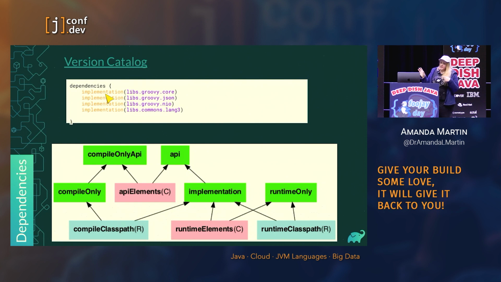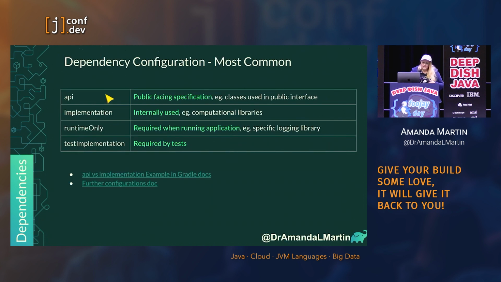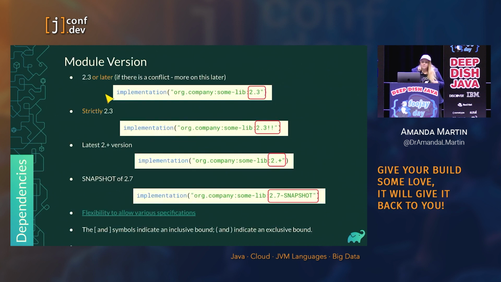Everything in green here is essentially the different configurations that are available at this point in time. You can have it so that it's a runtime-only dependency or a compile-only dependency, and you want to think about the scope that you have for those dependencies. And then, of course, these are the ones that are commonly used.